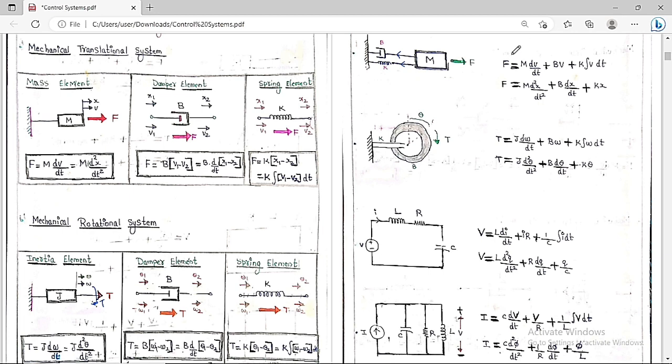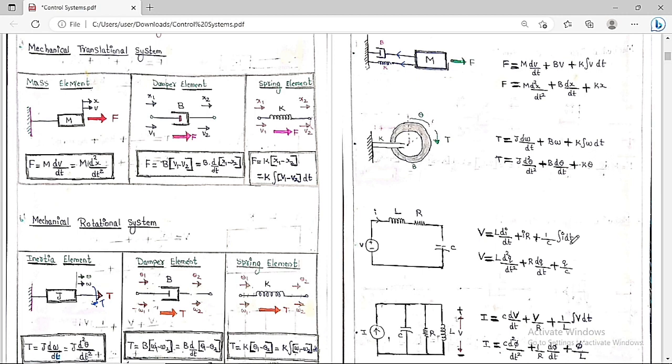So finally I can say force is analogous to torque, torque is analogous to voltage, and voltage is analogous to current. Similarly, mass is analogous to moment of inertia, moment of inertia is analogous to inductor, and the inductor is analogous to capacitor. The damping coefficient is analogous to resistor, and the resistor is analogous to the reciprocal of resistance, that is conductance. And here the spring constant is analogous to the inverse of capacitance.